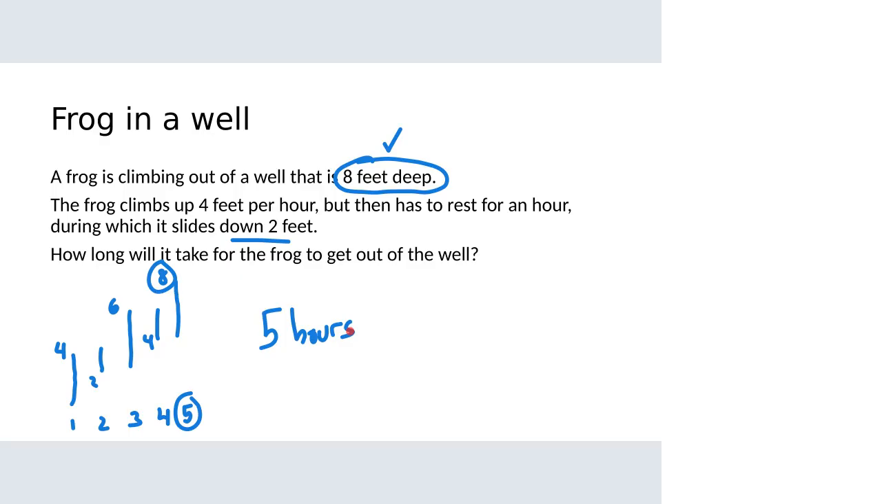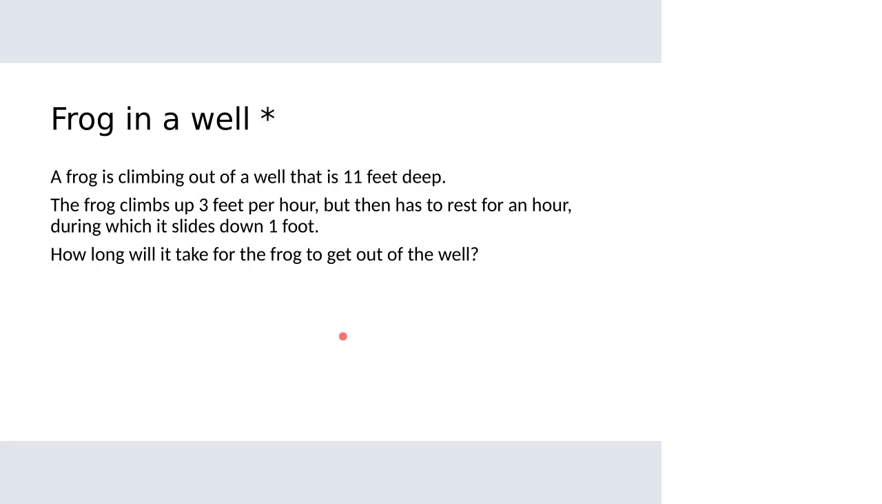Okay, here goes. A frog is climbing out of a well that's 11 feet deep. He climbs up 3 feet per hour, but then has to rest and slides down a foot. How long will it take for this frog to get out of the well? I'll make a poll for this and let you try it.